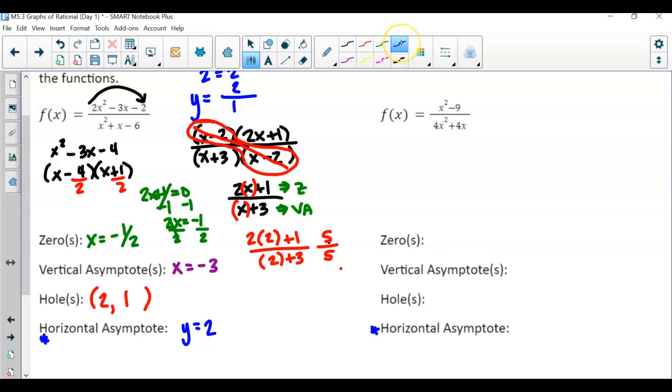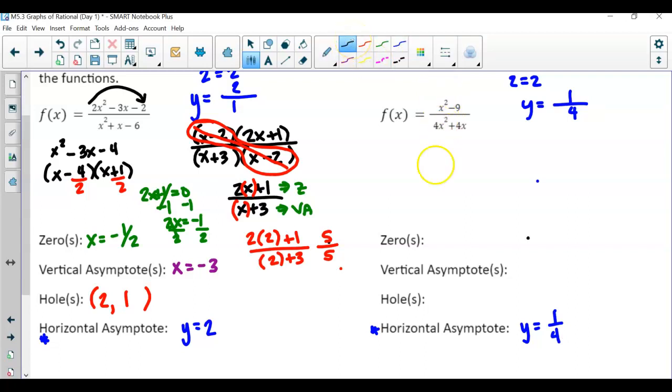Then the second one, let's start again with the horizontal asymptote. So here they are again equal to each other. When they're equal, you set up the fraction. So it's the leading coefficient, which is 1 over 4, which is still 1/4. So our horizontal asymptote is y equal to 1/4. Now let's continue finding the other three characteristics.